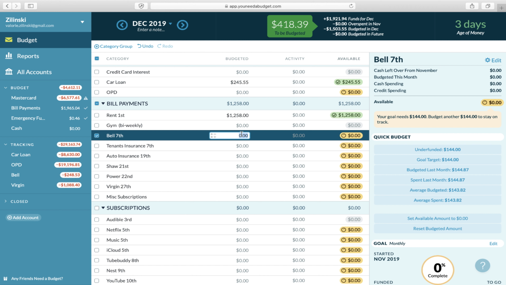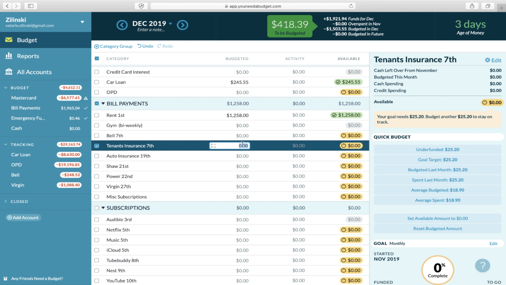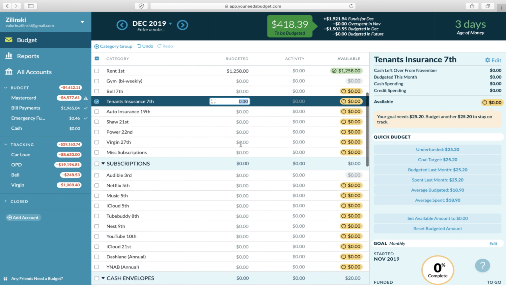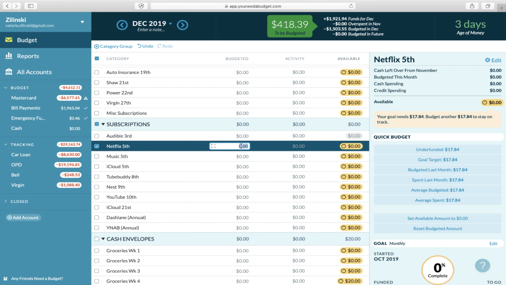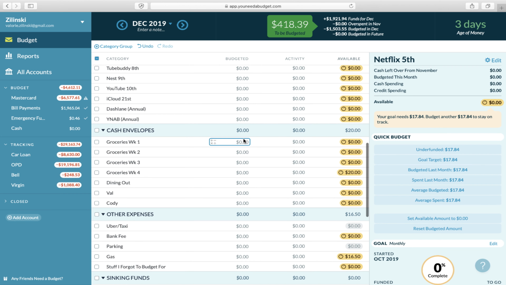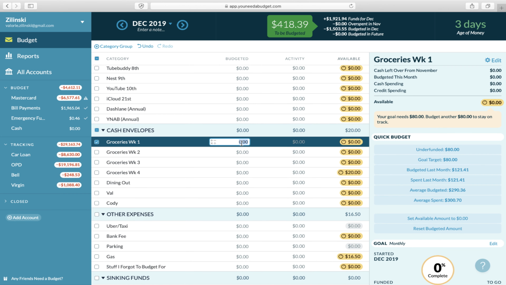Normally our bill and our tenant's insurance would be budgeted for, but again, these are going to have to go on the credit card and float us until the 13th paycheck. What I am going to do... You know what? Let's do gas and groceries first, and then we'll see what we have left over.